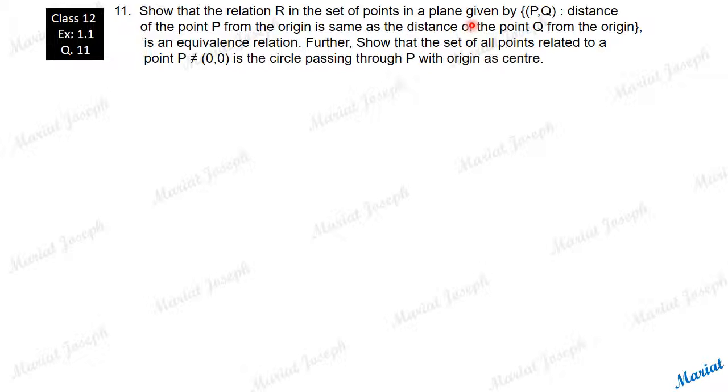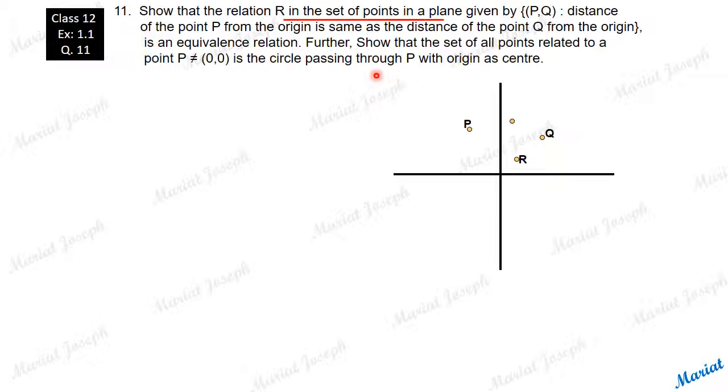Set of points in a plane. Let's take many points in a plane. These are all points in this Cartesian plane. Many points. Now, some of those points will be related to each other. How will they be related? Here the definition goes. Given by the pair P, Q will be included in the relation if distance of the point P from the origin is same as the distance of the point Q from the origin.